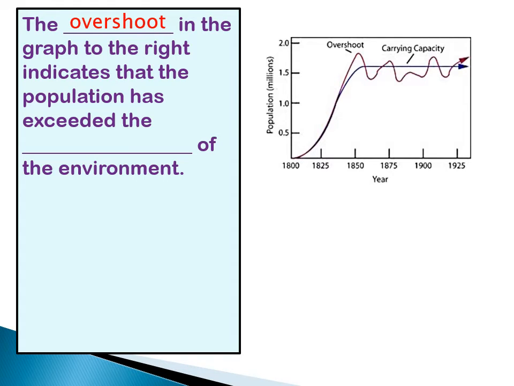So the overshoot in the graph over here, if you look at the graph, we're growing exponentially in a J shape, and we got higher than the blue line, which is actually where our carrying capacity is. If you go past your carrying capacity of your population, then you start to damage your ecosystem. All right? So the overshoot is when you go past the carrying capacity.